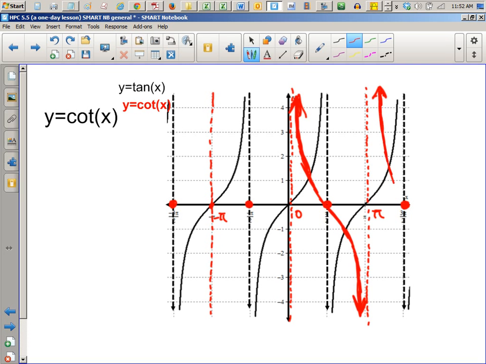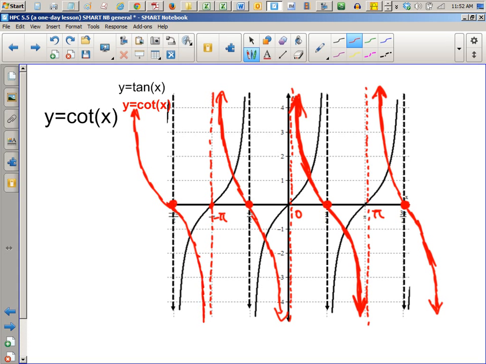Here's the next period. It would go like this. And this piece here. Something like that. My graphs don't have to be perfect. I just need to show you that it's basically upside down in its shape and shifted in its position.